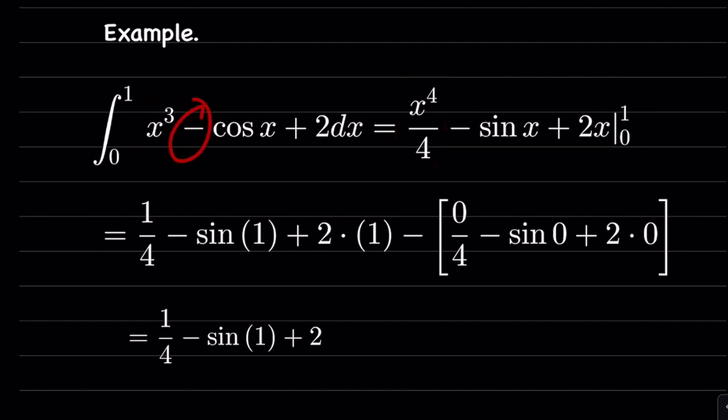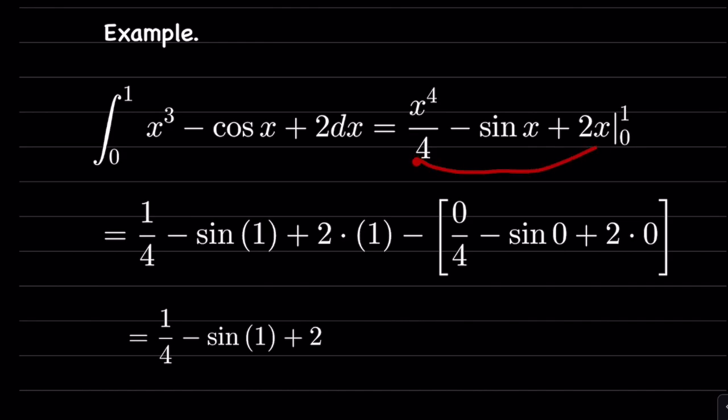And then I have the minus sign, I keep the minus sign, and the antiderivative of cosine is sine. And the antiderivative of 2 is 2x. And that needs to be evaluated between the lower bound and upper bound. That's how we write it. So this notation now means that we substitute x by 1, substitute x by 0 in this expression, then subtract.